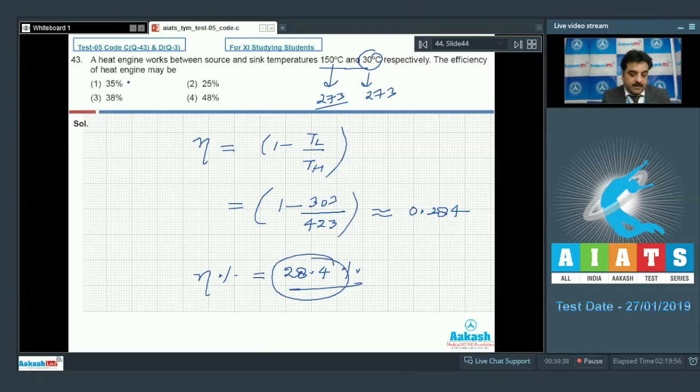So I can say this is the maximum possible efficiency. So 35% no, this is not possible. 38 and 48 are not possible. So I am going to select this one. Option number 2 will be the right choice. Now I am going to take question number 44.